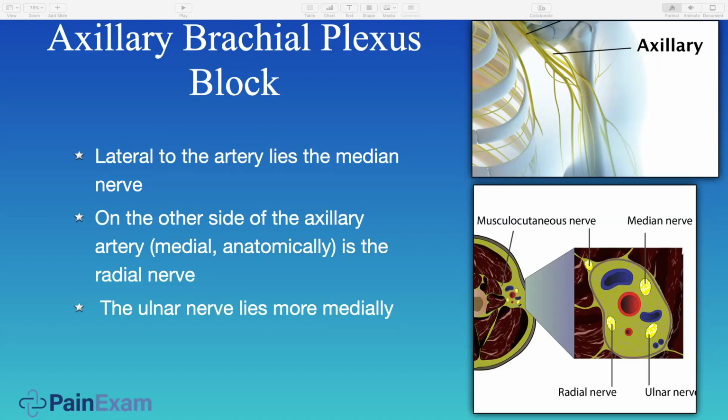Lateral to the artery, you have the median nerve. The ulnar nerve, I must correct myself, is more medial. Or if you're coming from above, it's more inferior, right?